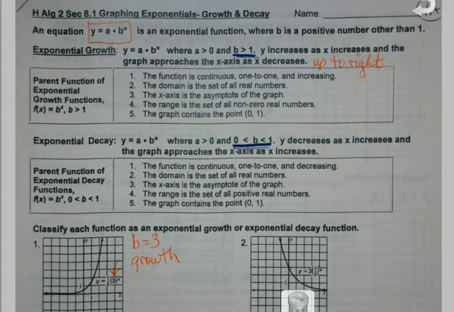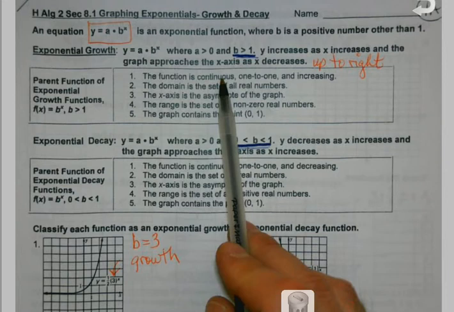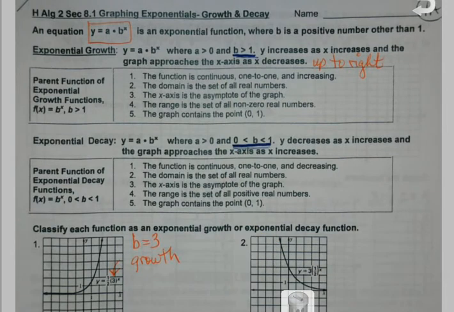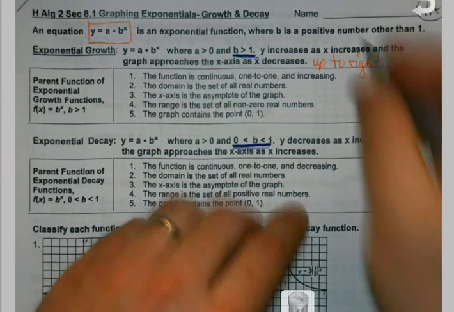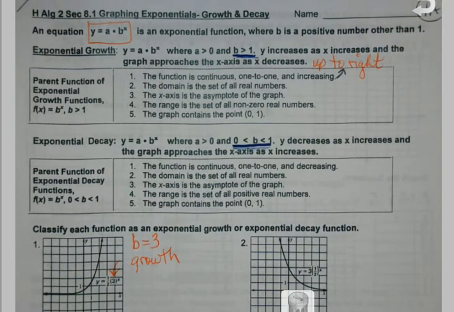Everything else with this, basically you're going to see similar things. Okay? With growth, our function is continuous, so it doesn't have any holes in it. It's 1-to-1, which means I'm not going to have 2 y values for an x value, or vice versa. And increasing. And again, that's where my up to the right comes from. As I move from left to right, the value of my function increases.